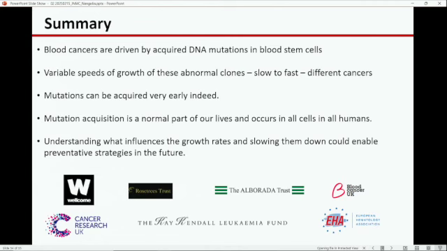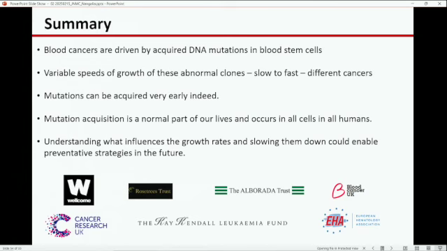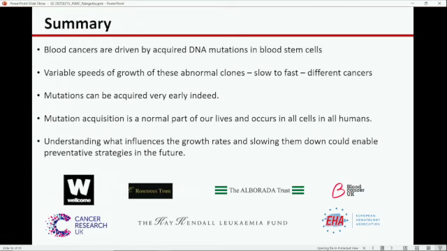And then that ultimately determines how many cells you have and then what problems will be occurring as a result of those abnormal cells. So overall, I hope I've explained to you today a little genomics journey that blood cancers, including MPNs, are driven by acquired DNA mutations in our blood stem cells. There's variable speeds of growth of these abnormal clones, slow to fast in different cancers. MPNs in general are some of the slowest growing cancers, even for blood cancers. Mutations can be acquired very early indeed, but that is not a cause for worry. It just makes sense given that they're so slow.